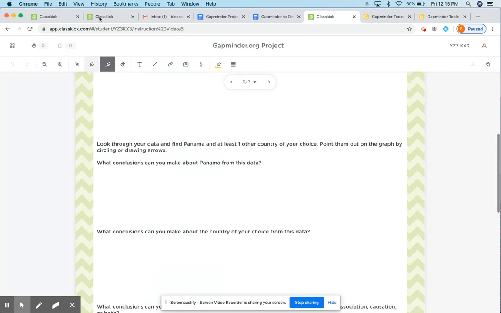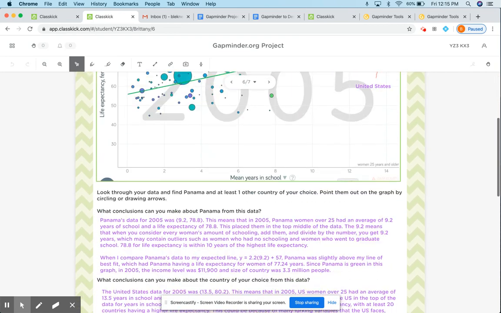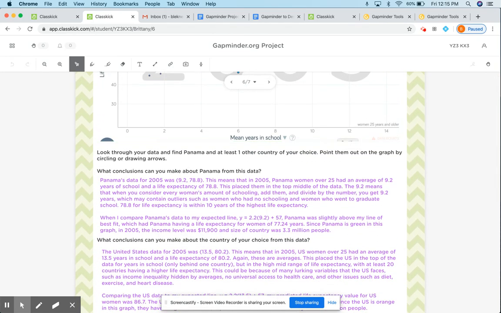So when I did this on my example problem, I looked and saw, I wrote a lot here actually. I wrote what Panama's point is, I wrote what Panama means, I wrote where it was in relation to the line of best fit, and kind of what it meant for Panama to be there. And then I did that for my other country as well.